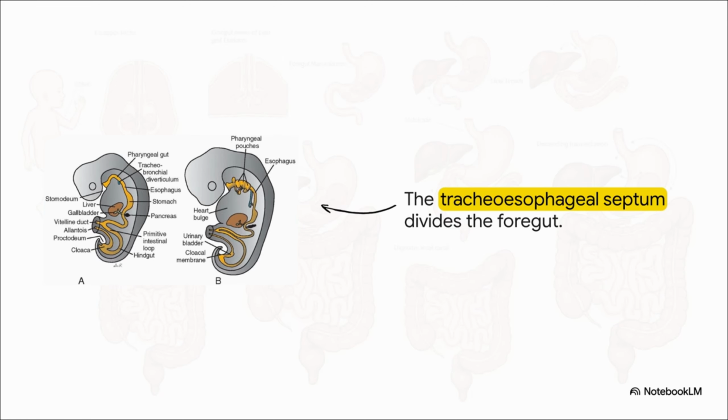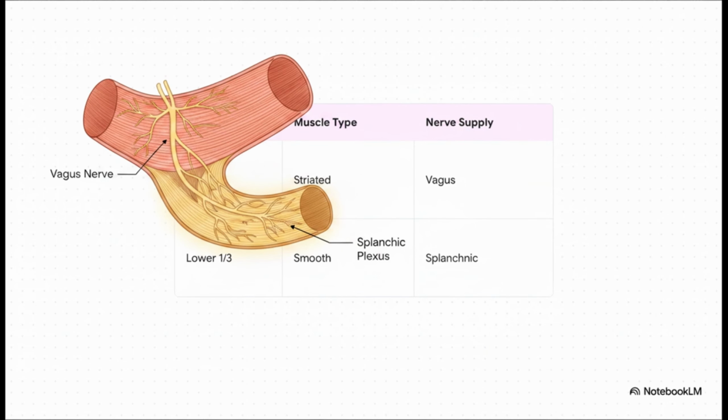Now, initially, the esophagus is super short, but as the heart and lungs descend during development, it has to lengthen incredibly rapidly to keep up. Okay, listen up, because this is a highly tested anatomical distinction. The muscular coat of the esophagus is formed by the surrounding visceral mesenchyme, but it doesn't develop uniformly. It's really a tale of two different segments. The upper two-thirds develops into striated muscle, and crucially, it's innervated by the vagus nerve. Contrast that with the lower one-third, which develops into smooth muscle and gets its innervation from the splanchnic plexus.